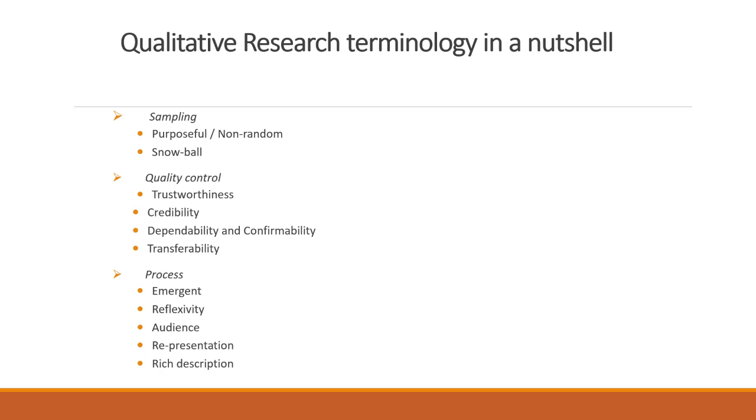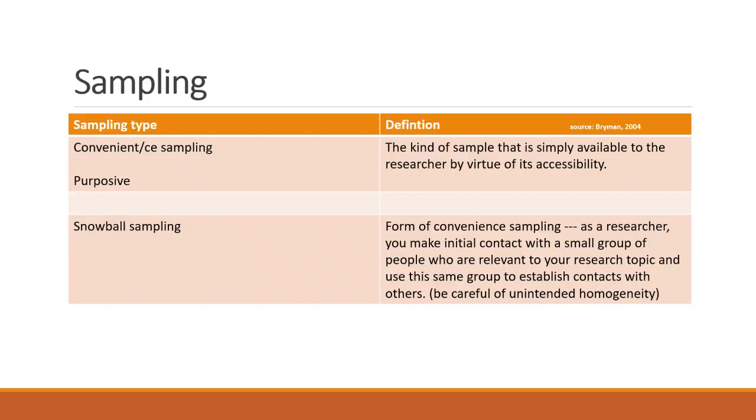transferability. And the process in doing qualitative research, the important terminologies you should think about are this idea of emergent, reflexivity, audience, representation, rich descriptions. So these are the terminologies that you should know if you are a qualitative researcher. These are the terminologies that are very important for you as a qualitative researcher.